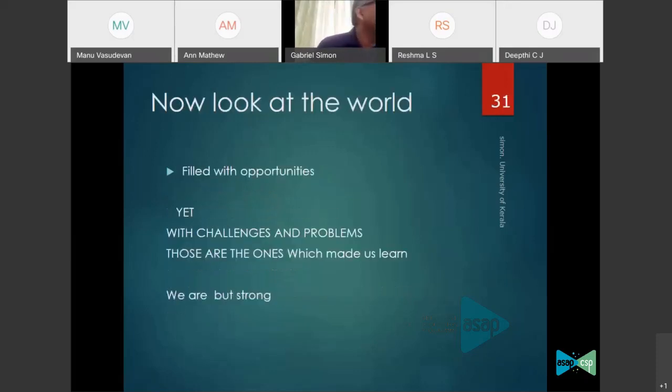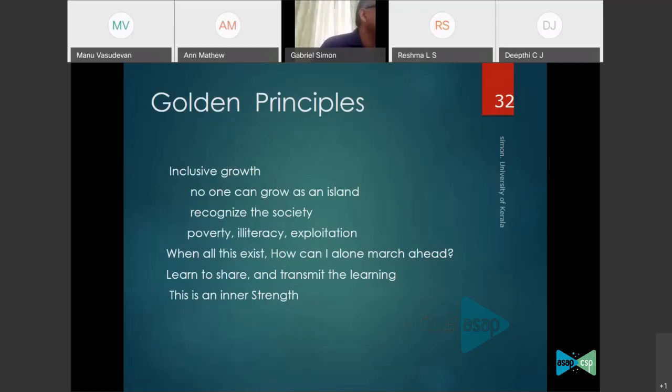In slide number 32, we look at certain golden principles. The golden principles are those principles which are creating in us an inner strength. It is almost a culmination of what we discussed earlier. No man can grow as an island.